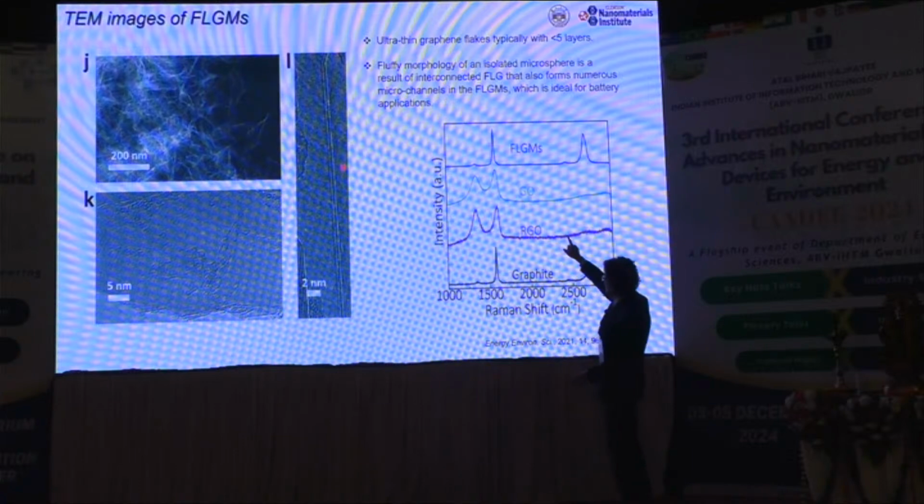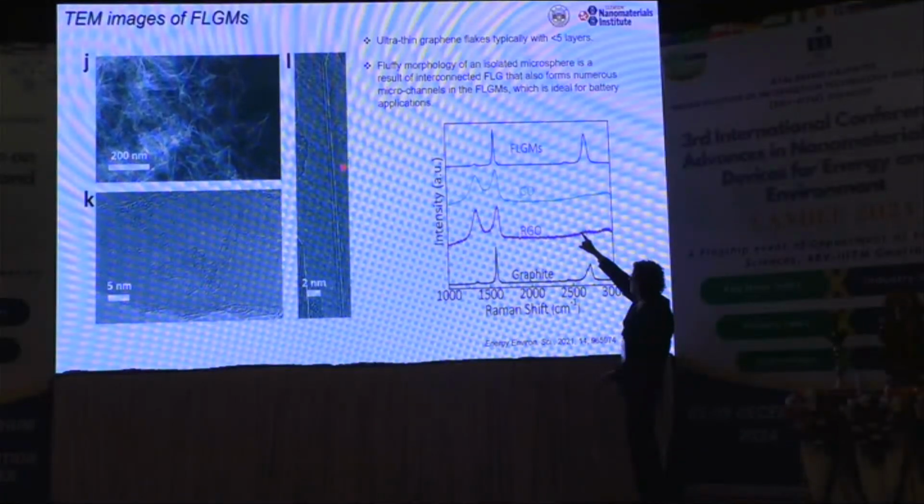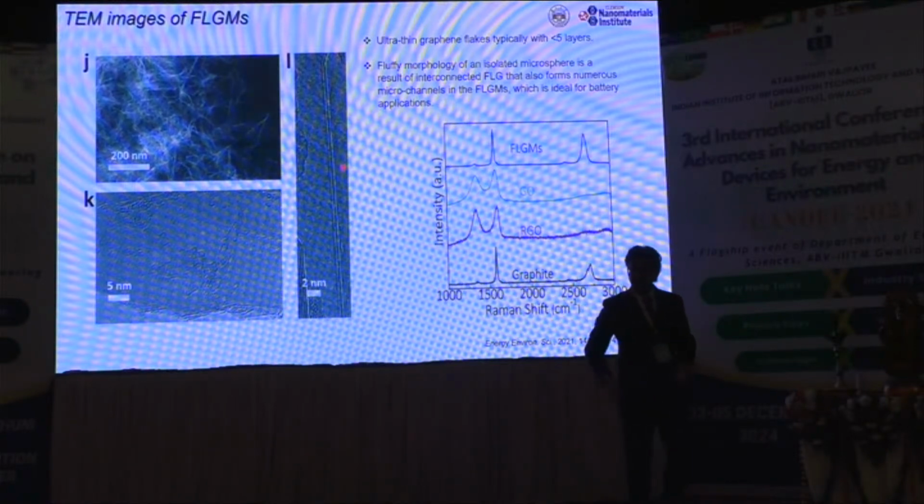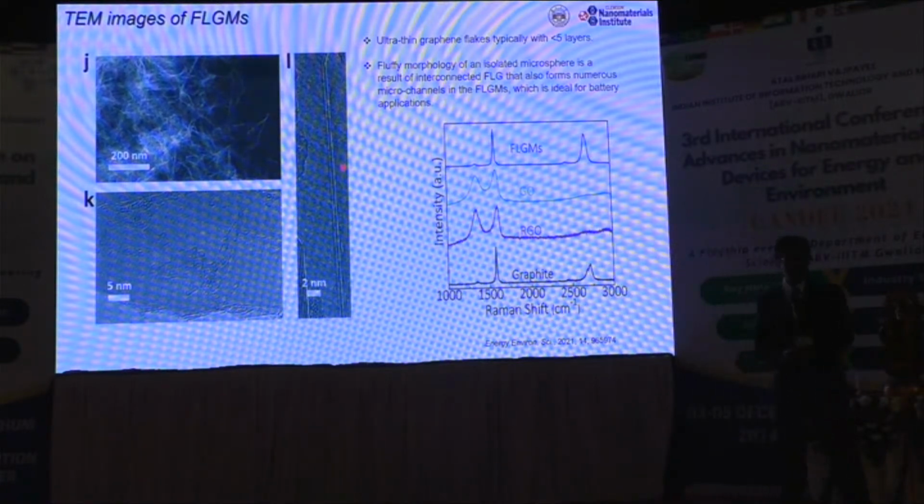And again, this is a little bit of detail. When the height of this band is more or less the height of the G band or the graphite band, then you have a few layer graphene microsphere. So we have verified this visually as well as with spectral fingerprint that this is indeed few layer graphene. Okay, so what do we do next?